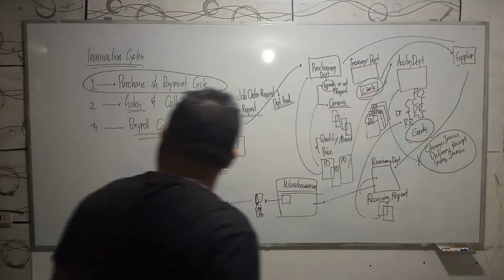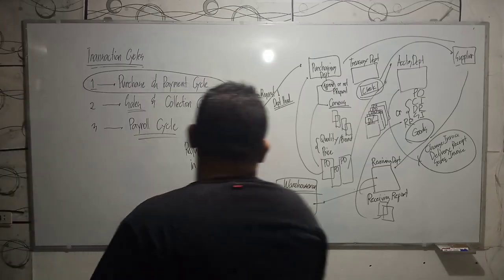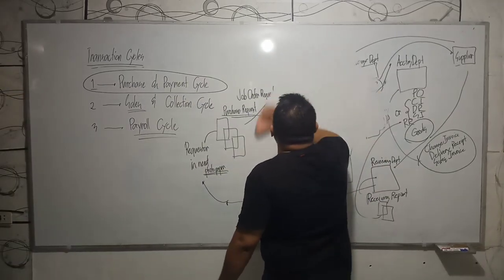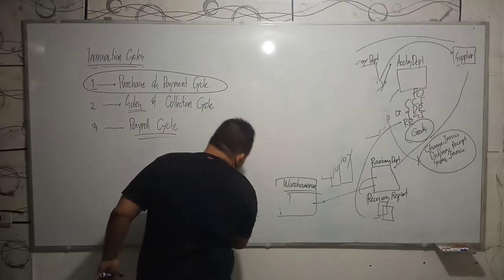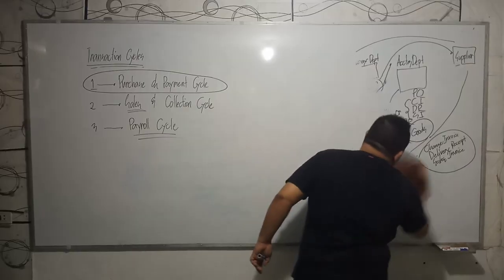So for the next one, we have the sales and collection cycle. On the sales and collection cycle, there are also different departments that we have to draw. Okay?